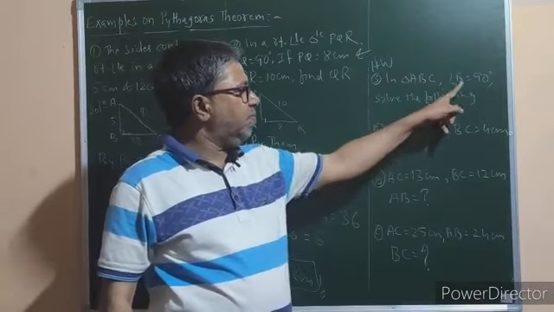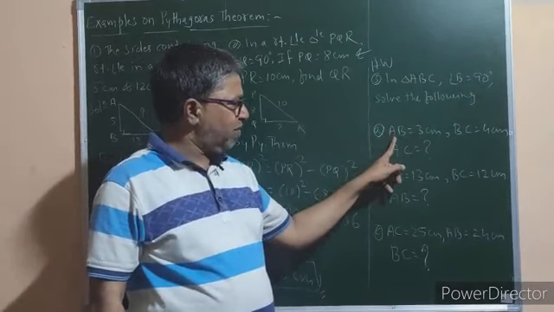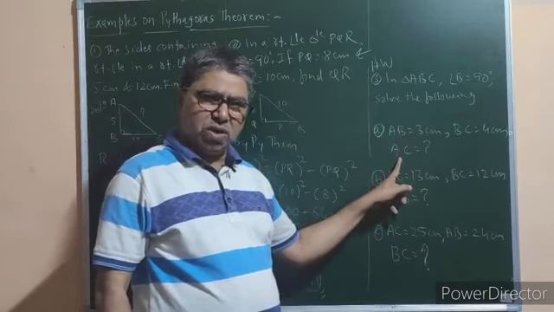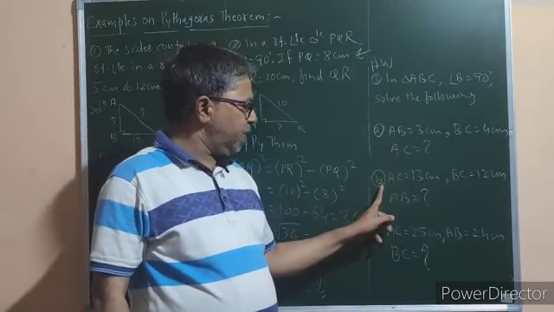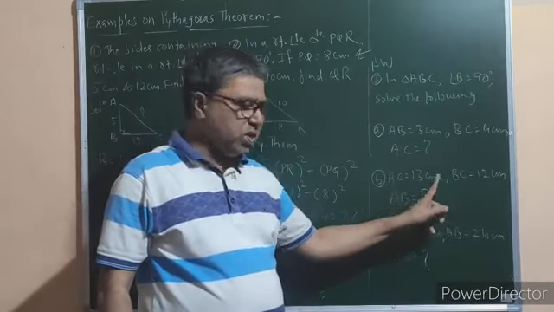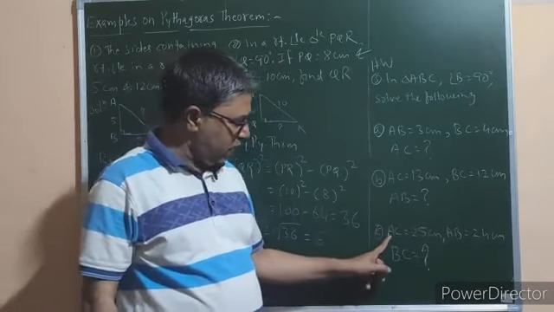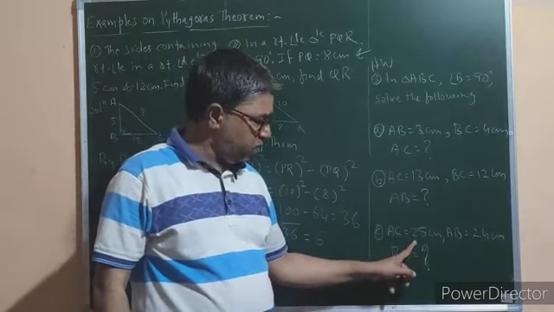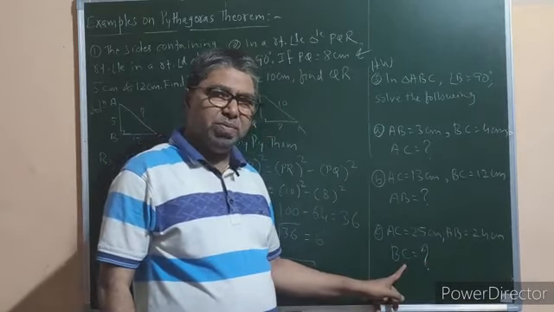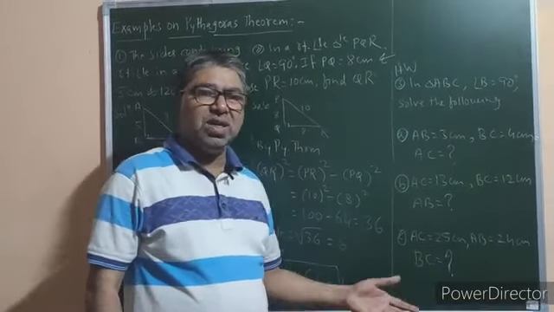In triangle ABC, angle B is 90 degrees. Solve the following. So example A: the length of AB is 3 centimeter, the length of BC is 4 centimeter, the length of AC is question mark. Now example B: the length of AC is 13 centimeter, the length of BC is 12 centimeter, and you are asked to find the length of AB. In the same way, one more example: AC is equal to 25 centimeter, AB is equal to 24 centimeter, and find the length of BC. So looking towards the solution of these two examples, you please solve these three examples.